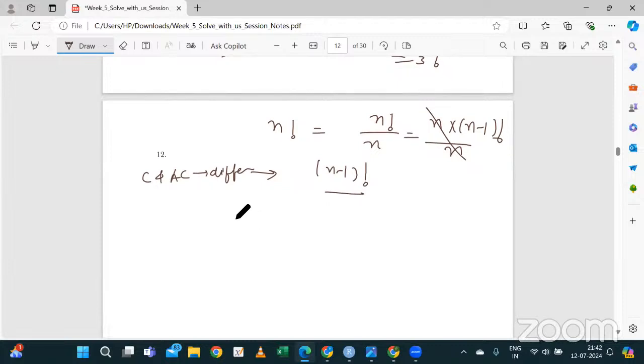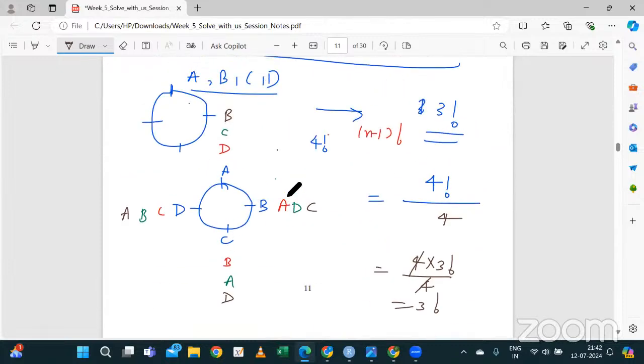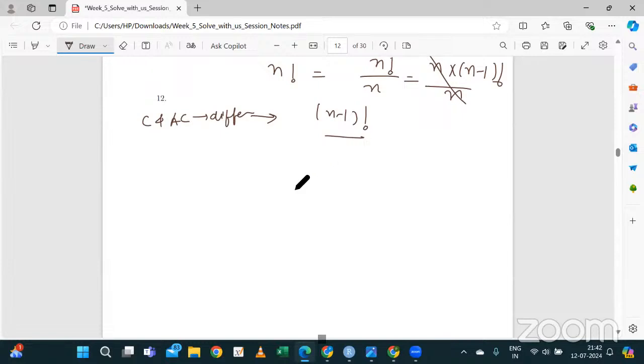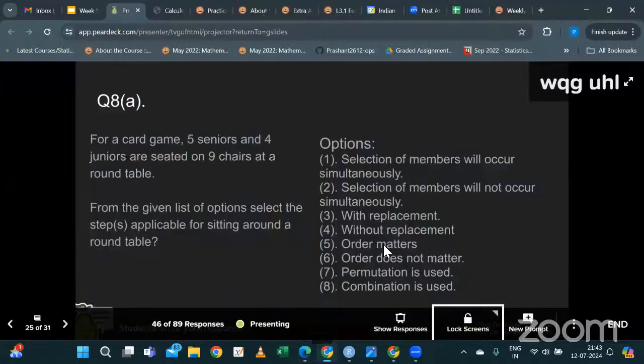When both are the same, then what is the case? It is n minus 1 factorial divided by 2. Since you will count whether this way or this way, you are getting the same arrangement, then you have to divide by 2. When clockwise and anti-clockwise are the same, then it will be n minus 1 factorial divided by 2. Correct? Is this clear? Would it be mentioned in the question that clockwise and anti-clockwise are considered the same? Yes, it would be given in the question.